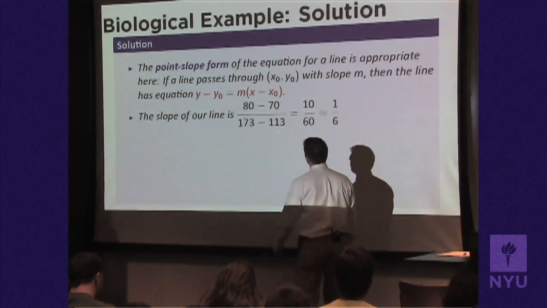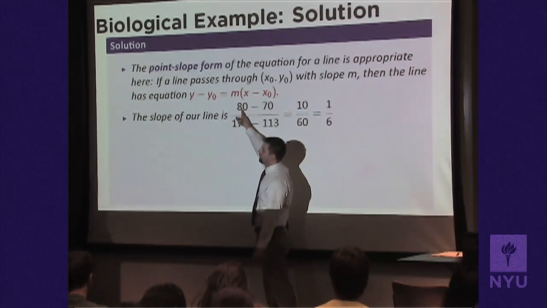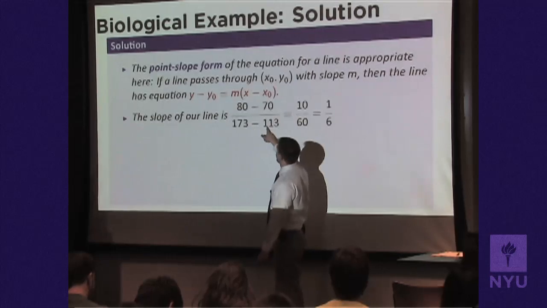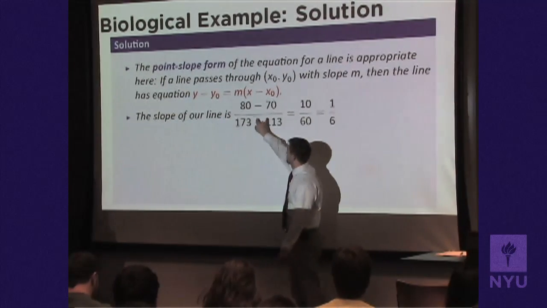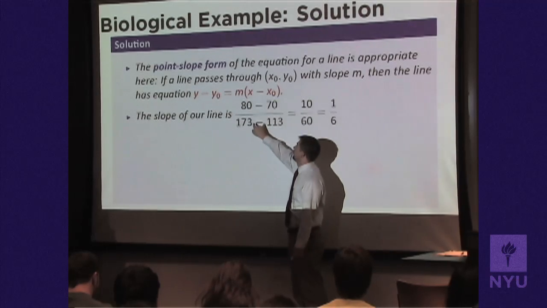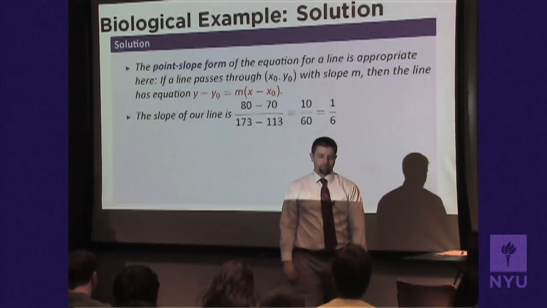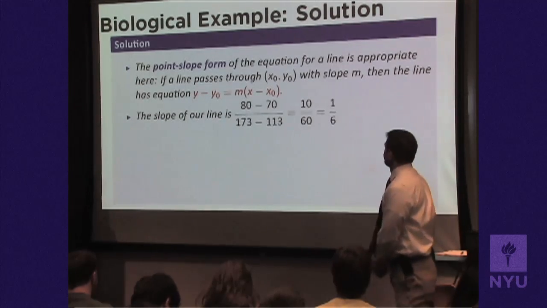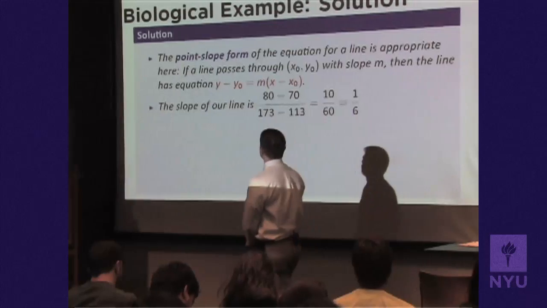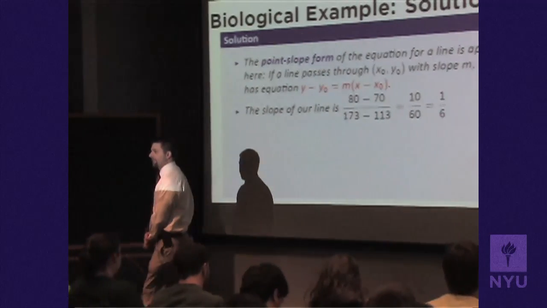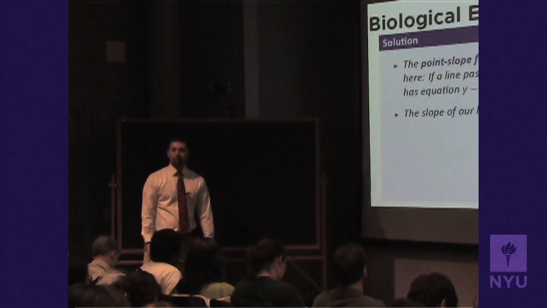So the slope of our line, we know that when it's 173 chirps per minute, the temperature is 80. When it's 113 chirps per minute, the temperature is 70. So the change in temperature is 10 degrees for a 60-degree change in chirp rate. Okay, so the slope of the line then comes out to be 1/6. Isn't it nice how these problems always have good numbers to them? 1/6 is the slope of our line.